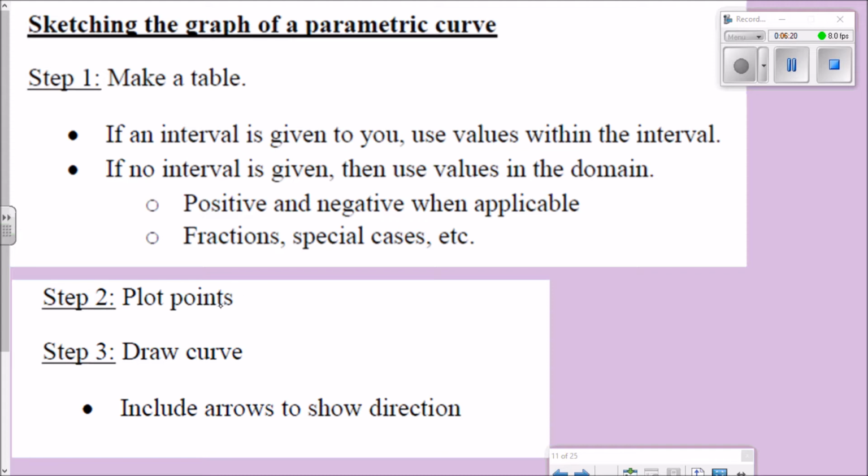You're going to plot those points, and then you're going to connect them. But you cannot just put points on a graph and connect them. You have to include t somehow. How do we do that? We include t as showing what direction it's going in. And you'll see what I mean on this first example.